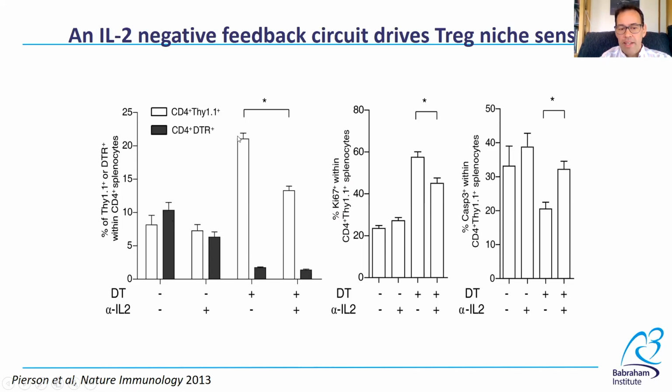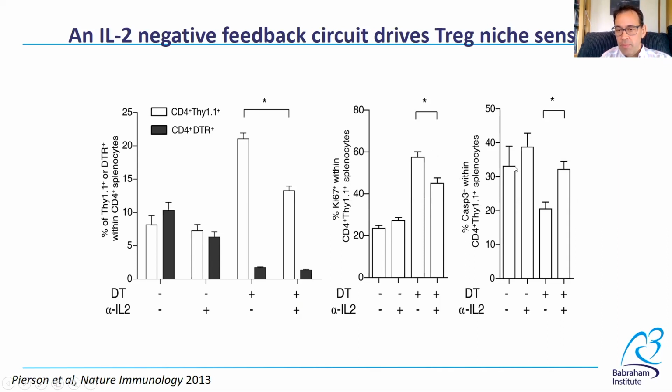However, if we also add anti-IL-2 to block the extra IL-2 that's being produced, we see that there is very little expansion in the remaining Tregs. So that extra IL-2 is driving the increase in Treg numbers. We can see on the middle panel that this is caused by extra proliferation, because the proliferation of Tregs, which is normally already quite high, jumps up to about 60% of Tregs if you have a niche filling situation. And we can impede this by adding anti-IL-2.